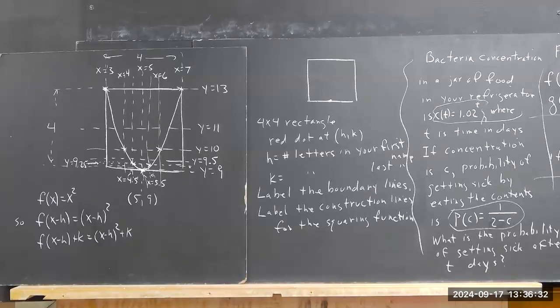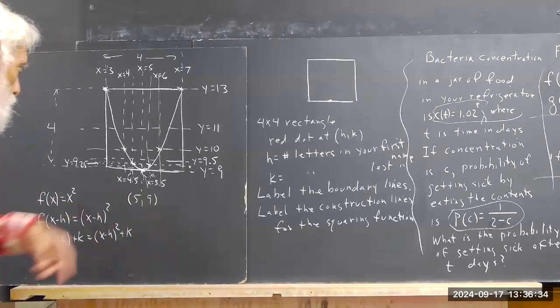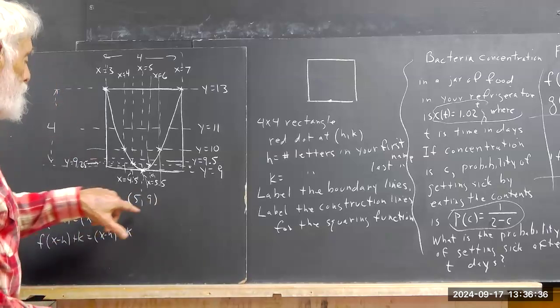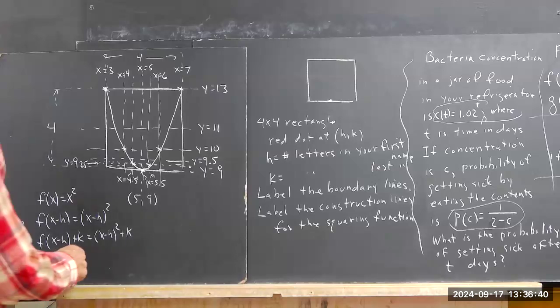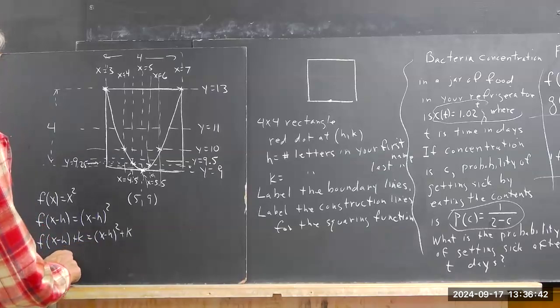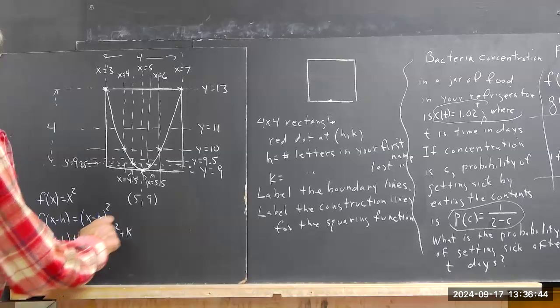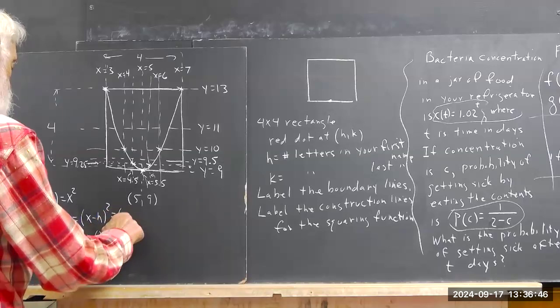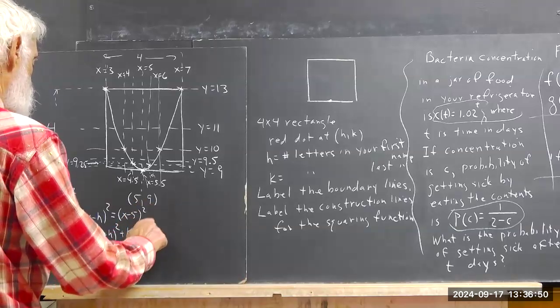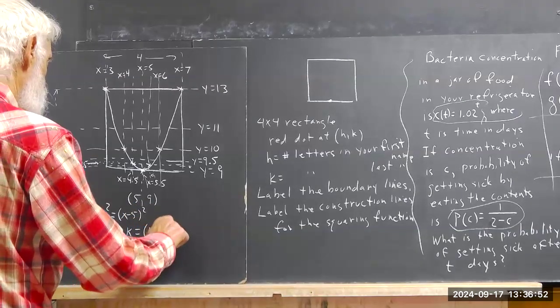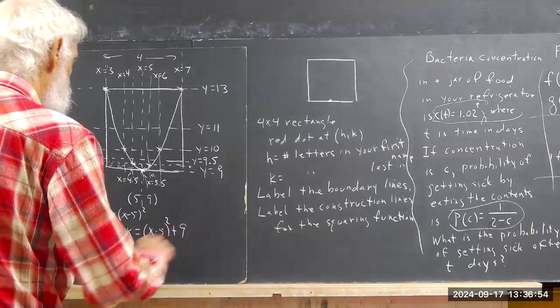Okay, in this case, h is 5 and k is 9. So this would be x minus 5 quantity squared, and this would be x minus 5 quantity squared plus 9.